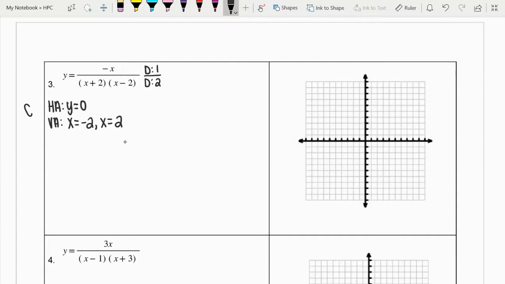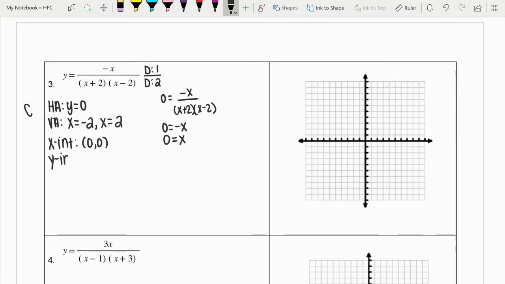Okay, let's go ahead and find our x-intercepts. My x-intercept happens when y equals 0. So I have 0 is equal to negative x over (x plus 2)(x minus 2). If I multiply both sides by the denominator, I'm going to get 0 is equal to negative x. So that just means 0 equals x. So I will have an x-intercept at (0, 0).